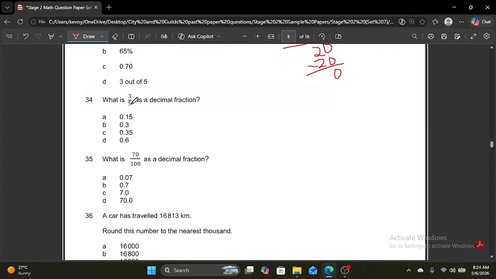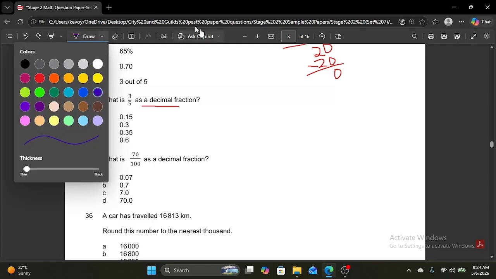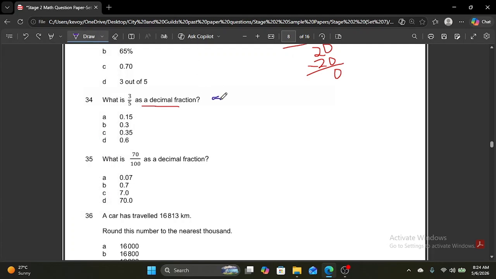Alright, what is 3 over 5 as a decimal fraction? When it asks you to find a decimal fraction, it just asks you to divide the number that you have as denominator by what you have on the top. I'm gonna change the color. So 3 over 5 is 3 divided by 5. So you're dividing by 5. Notice I always put the denominator dividing the numerator.